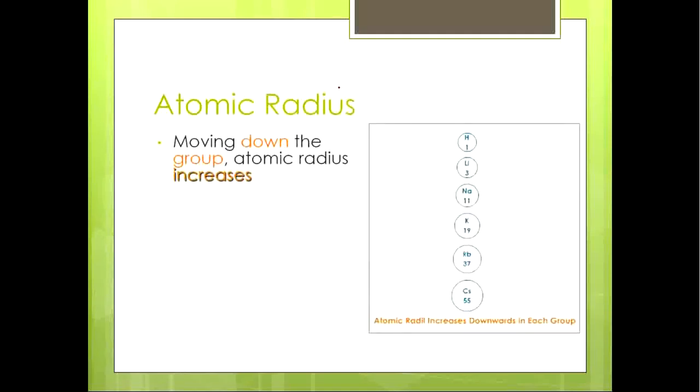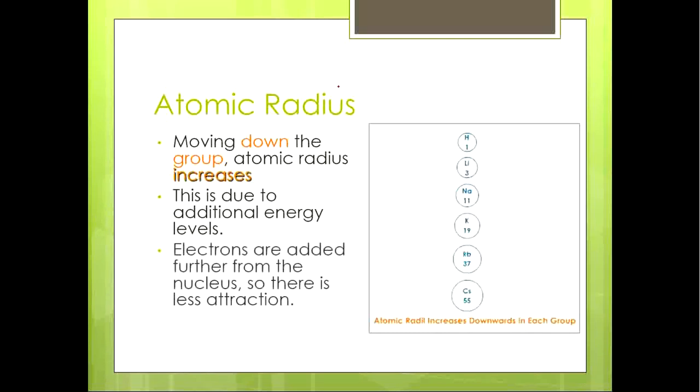Now, moving down the group, the atomic radius increases. The size of the atom gets bigger. Why? Because of the additional energy levels, right? If we just draw the energy levels, we can see that as we go from the 1st energy level to the 4th energy level, the size of the atom is getting bigger.